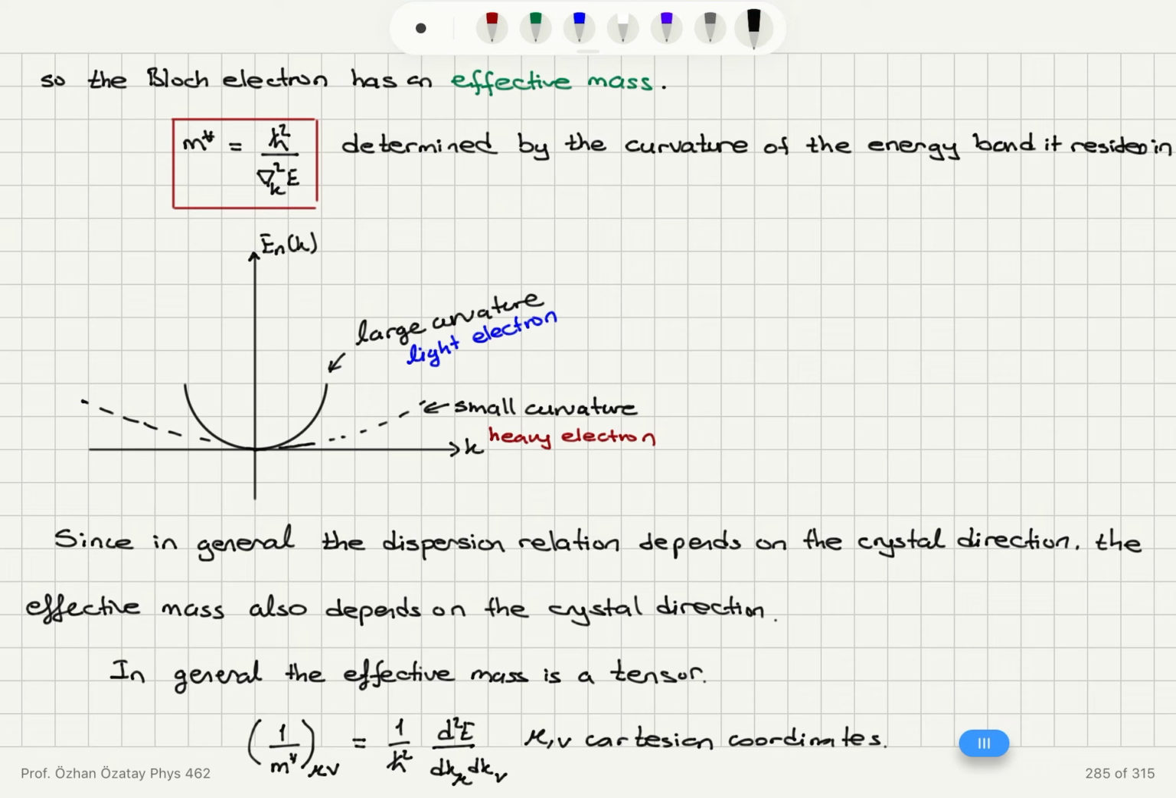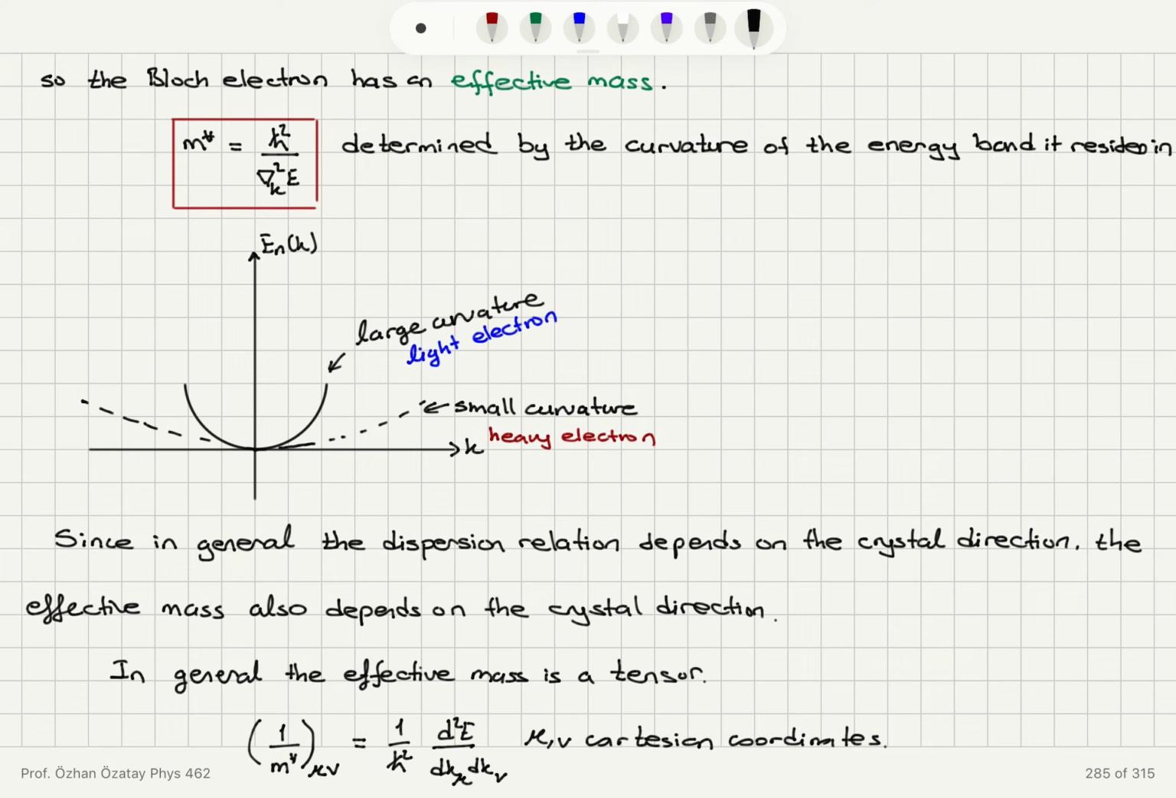Now, since in general the dispersion relation depends on the crystal direction, the effective mass also depends on the crystal direction. So we plot this for a certain k wave vector direction. It can be the 1,0,0, 1,1,1 direction, etc. And we have different energy bands in different directions. Therefore, the effective mass depends on that crystal direction.